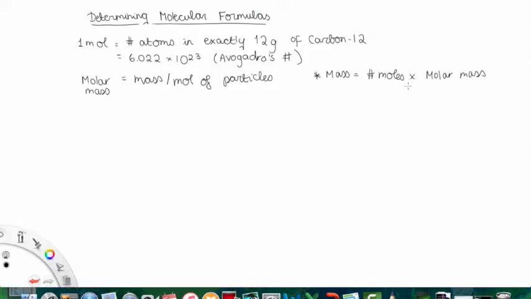So now we move on to talking about determining molecular formulas. And so here I want to go over moles and molar mass one more time, as well as a definition of each, just so that you get a better understanding. So the definition of 1 mole is the number of atoms in exactly 12 grams of carbon-12. So this is kind of the standard element. And so 1 mole of objects always means 6.022 times 10 to the power of 23 of those particular objects. And this is called Avogadro's constant or Avogadro's number.